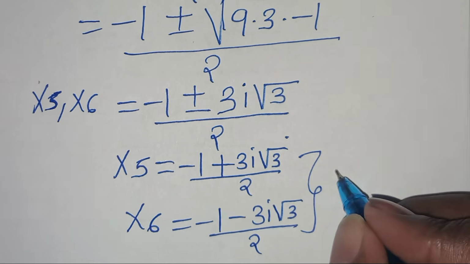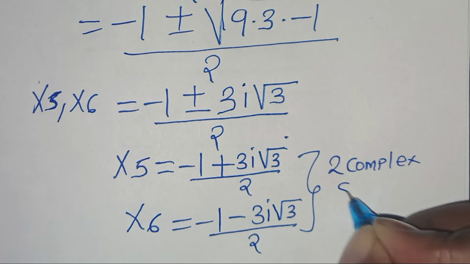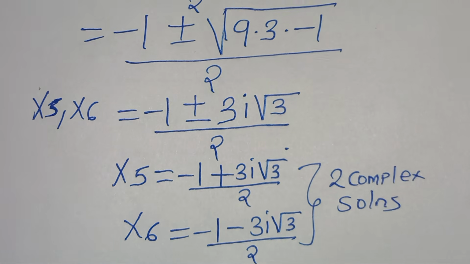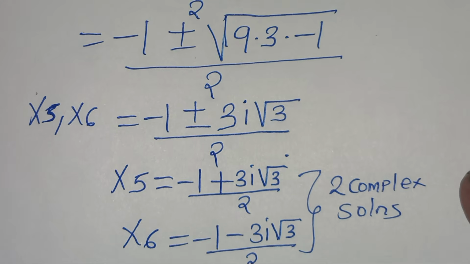So these are two complex solutions under case 2. And this totals to 4 complex solutions and 2 real solutions.